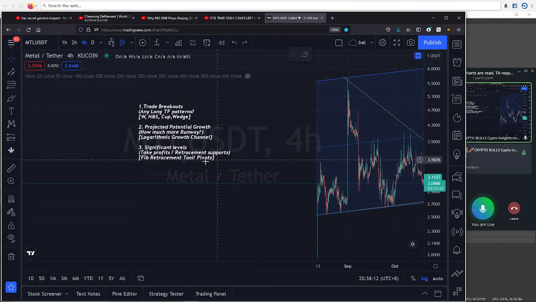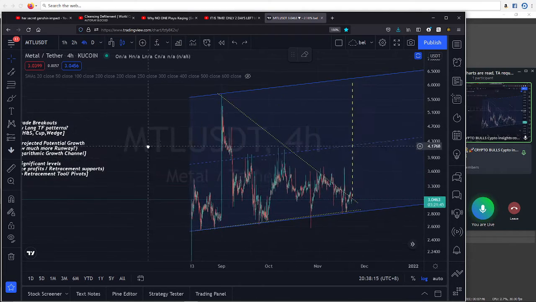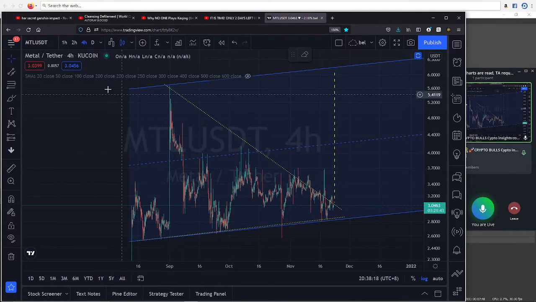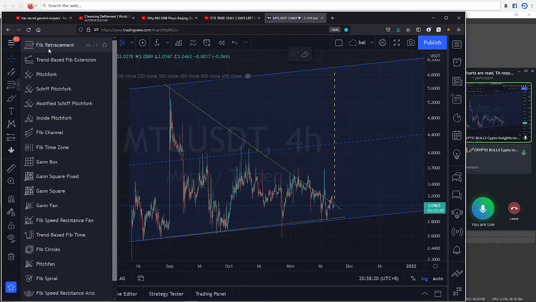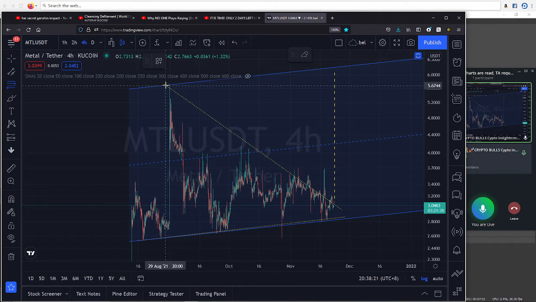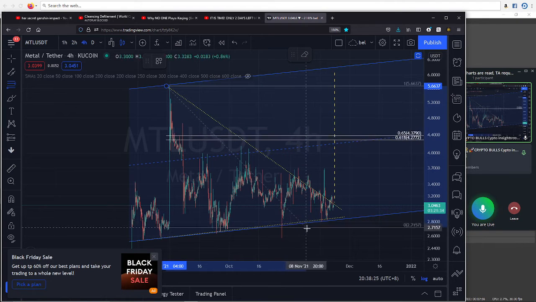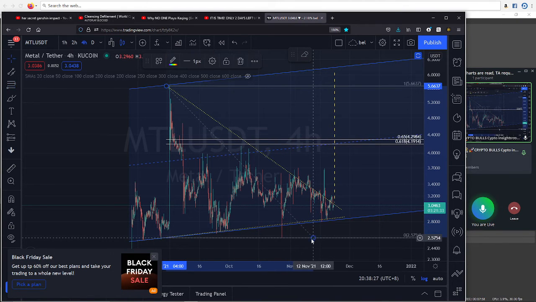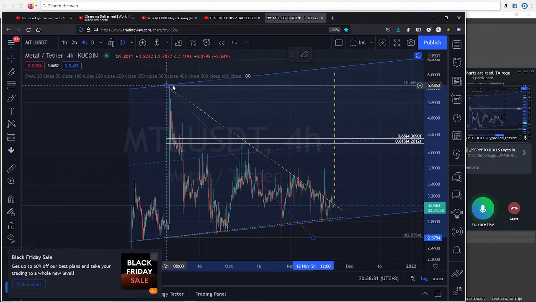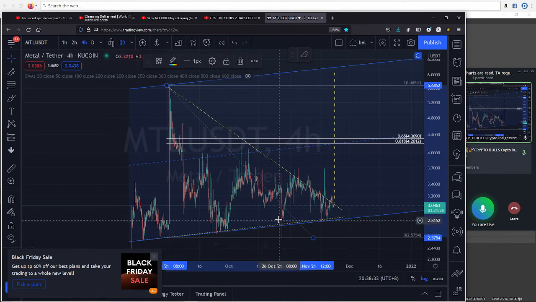Okay, the last one is actually significant levels. We always need significant levels so we can take profit, and we know whether any retracement is a healthy retracement or a breakdown. Okay, so a Fibonacci tool: first swing high to the next swing low. Lower than this. Lock it.